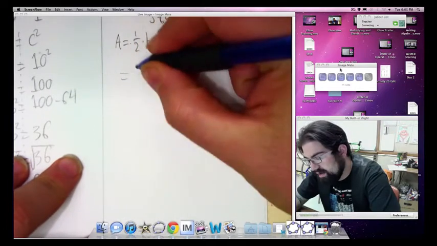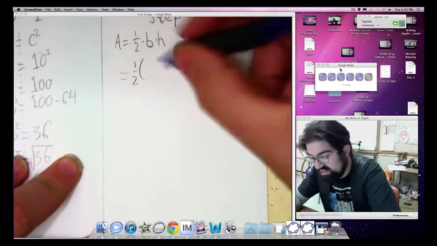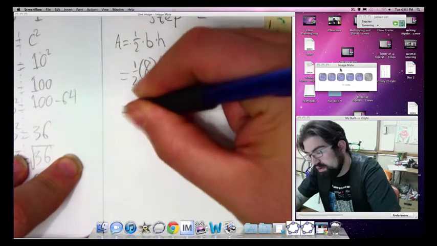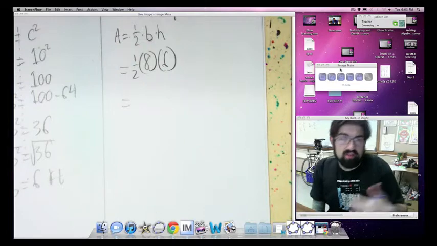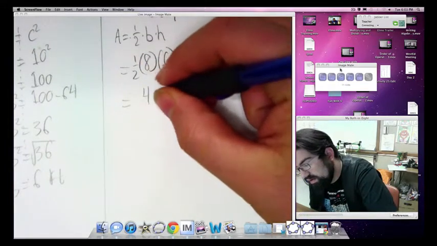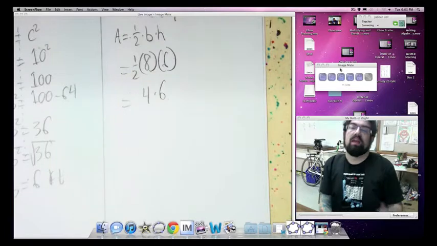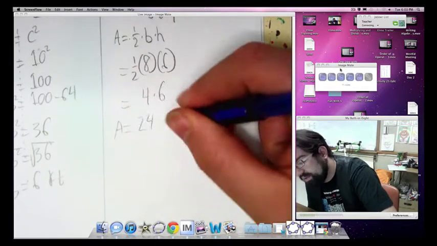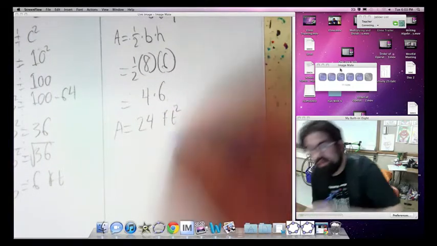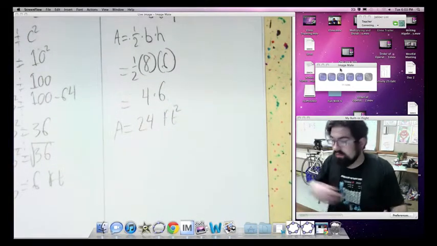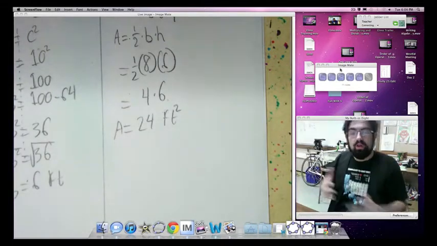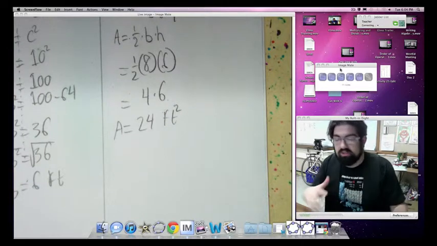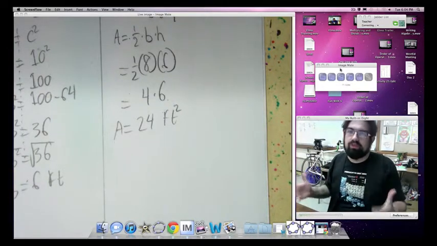This is going to be half of the base. Well, the base is, we said 8, and the height is 6. Now I'm just going to multiply straight across. 1/2 times 8 is 4, times 6, and 4 times 6 is 24. An area is always in something squared, so it's in square feet. So the area is 24 square feet. And then we're done. That's the answer. So when it says find the triangle's area, it's 24 square feet.